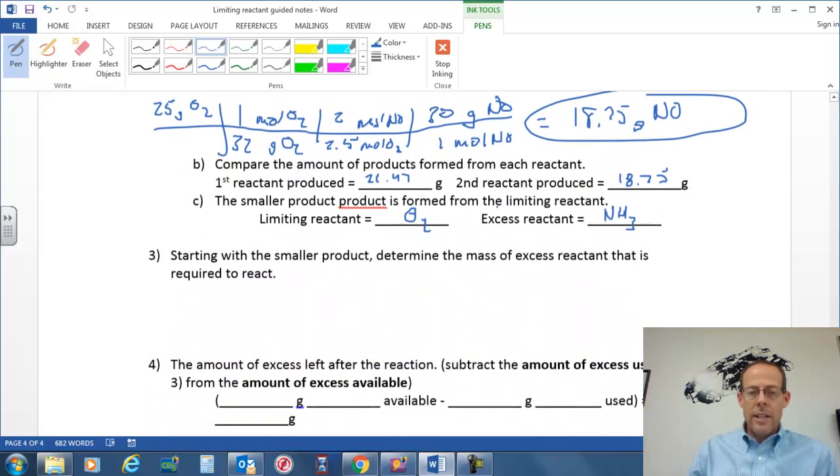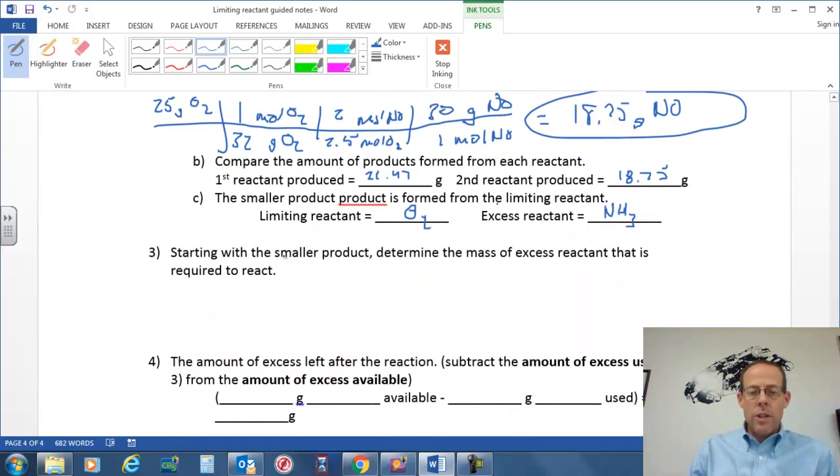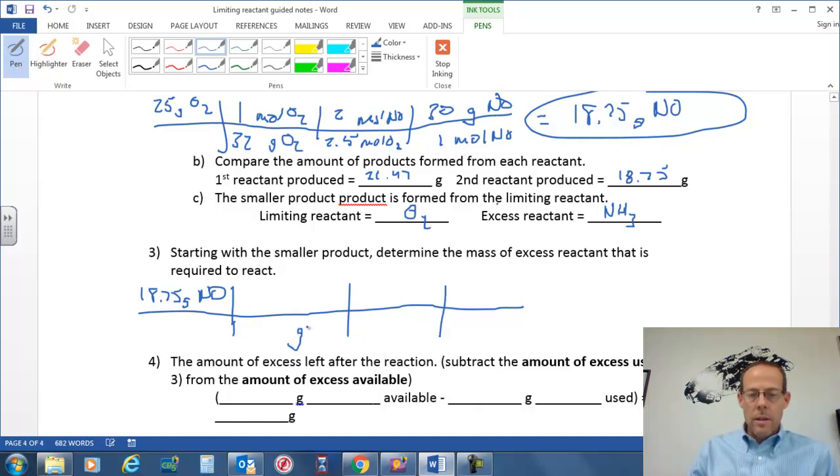All right, so the next thing we do on a limiting reactant problem is starting with the smaller product, or 18.75. So I'm just going to put this over here, 18.75 grams of NO. We're going to determine the mass of excess reactant that's required to react. Okay, so if we make 18.75 grams of NO, we want to kind of work backwards and find out how much of that NH3 we're actually going to use up. Okay, so again, it's going to be a 3 fence post problem. So on the bottom, I'm going to put grams of NO, and I can change grams into moles.